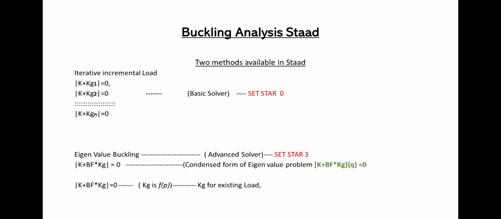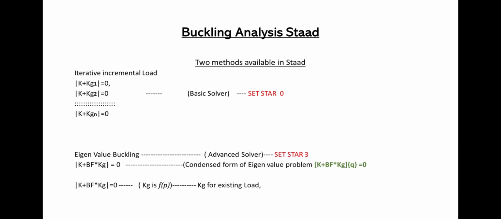Let's now see how the eigenvalue problem arises here. In the previous situation, STAAD was using a trial and error approach to see at what value of the Kg matrix we get the determinant value of 0. So rather than trial and error, we could plug in an unknown variable like BF, representing the buckling factor, as a factor of Kg and then simply equate the determinant to 0. Now, this is a condensed form of the actual eigenvalue equation shown in green.